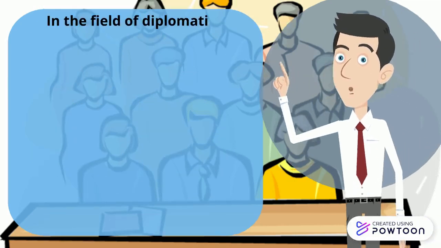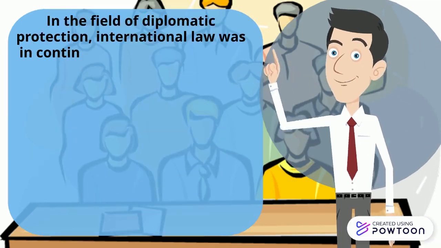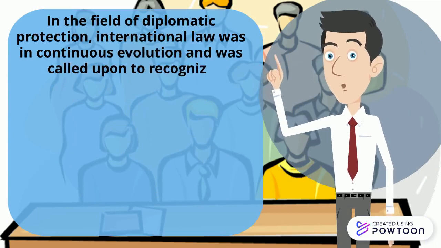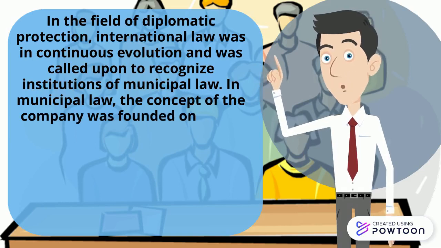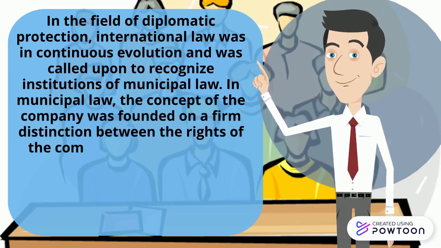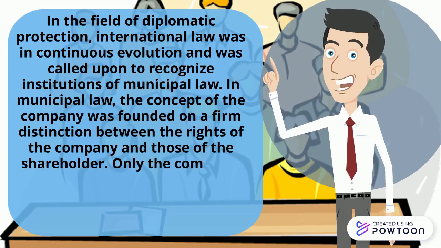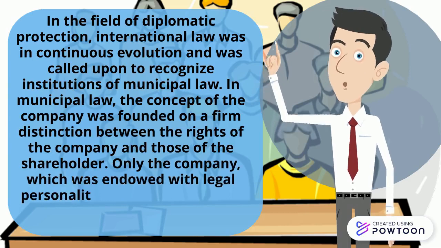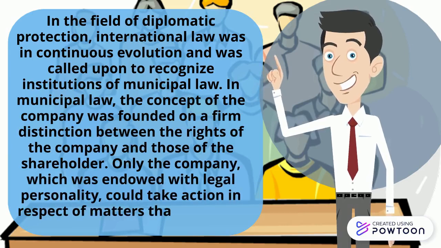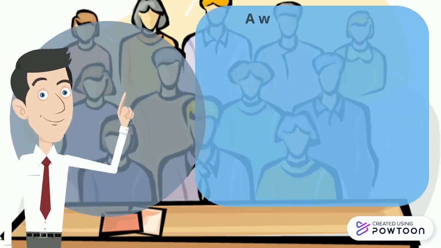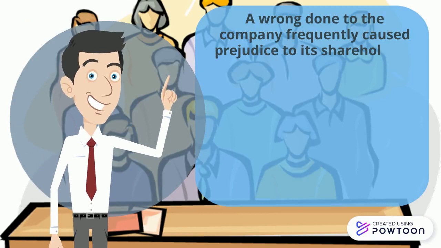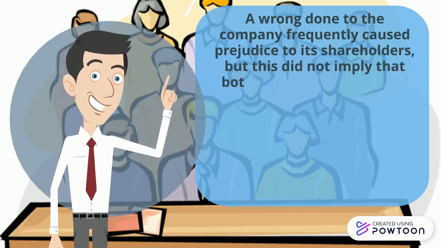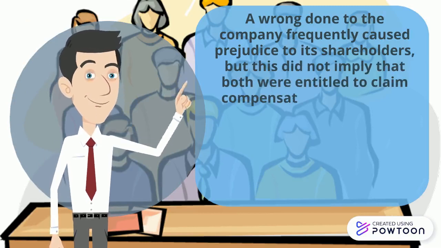Under the second principle, we highlight the importance of the distinction between a company and a shareholder. The reason for this is because in municipal law, the concept of the company was founded on this specific distinction. In fact, only the company, which was endowed with legal personality, could take action in respect of matters that were incorporated. More often than not, when a wrong is done to a company, it prejudices its shareholders. This does not mean, though, that they're both entitled to compensation.